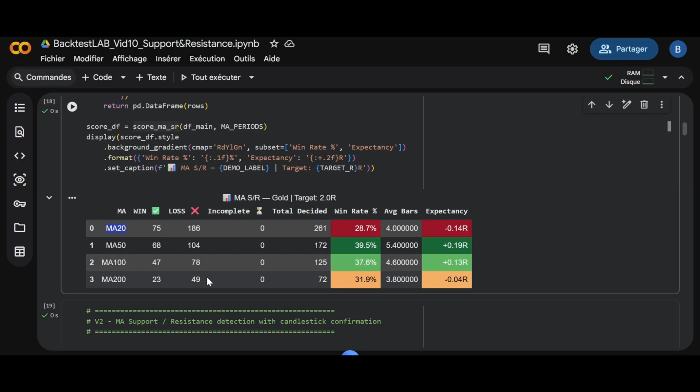So you can use this as a signal. And what we are going to do next is check if we have another pattern. So we can use the engulfing pattern.